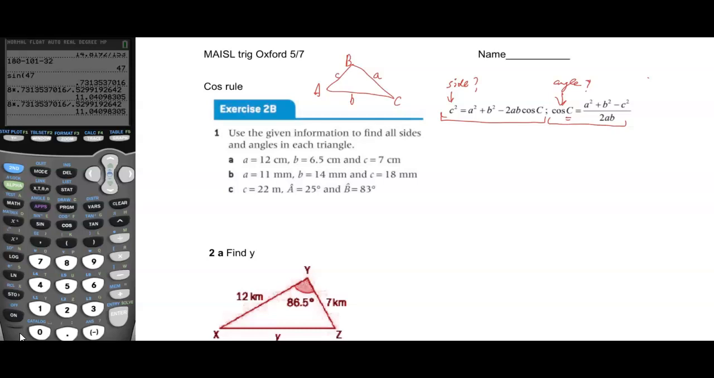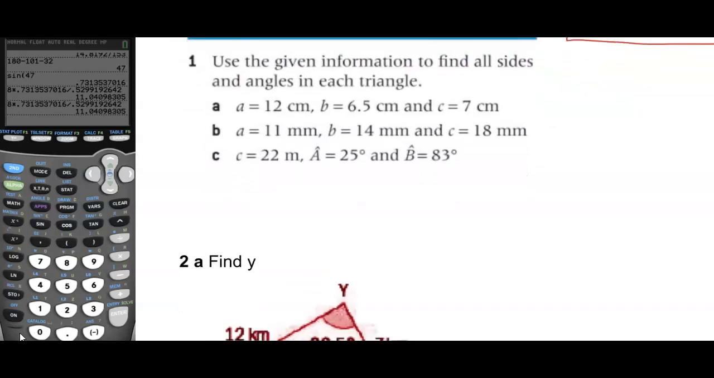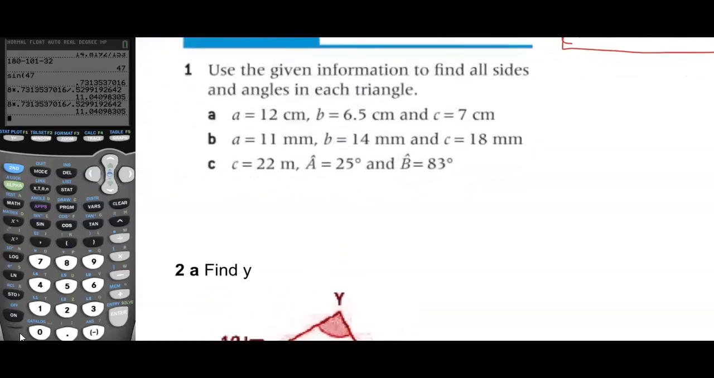Okay, so let's do number one, and the first thing we're going to do is check to see if we use sine rule or cosine rule after we draw the picture to see which is the appropriate one to use. So for part A, I'm going to draw first a triangle, and it's going to have vertices A, B, and C, and the sides are going to be across from big A, I'm going to put 12, across from big B, I'm going to put 6.5, and across from big C, I'm going to put 7.